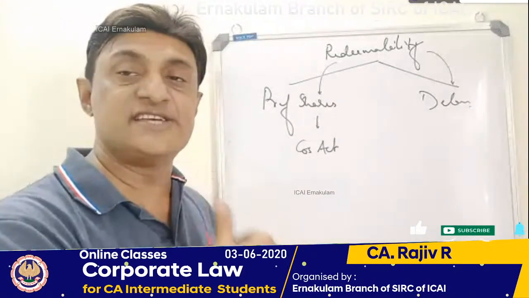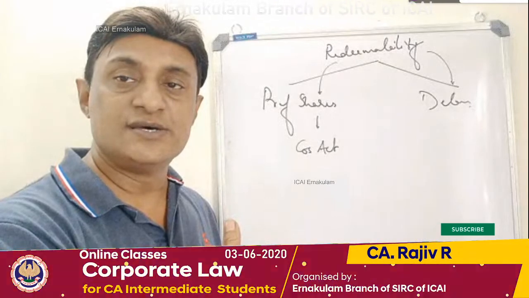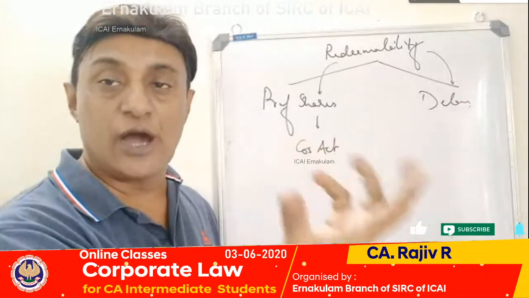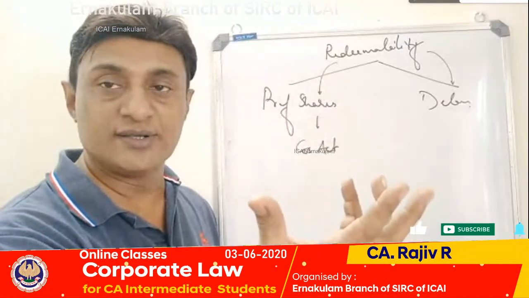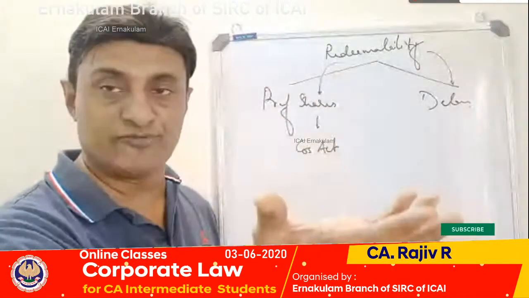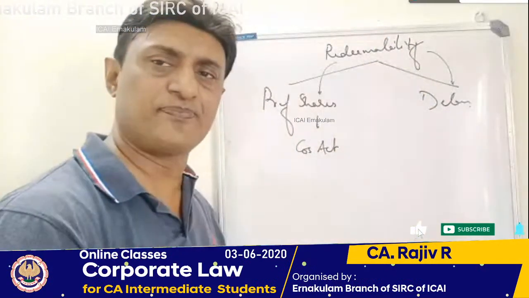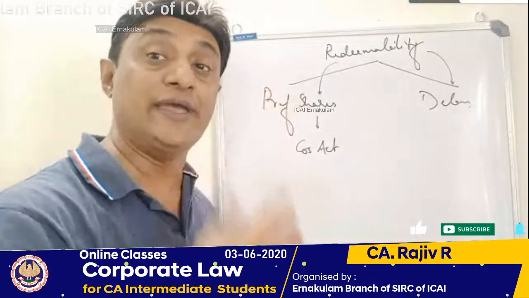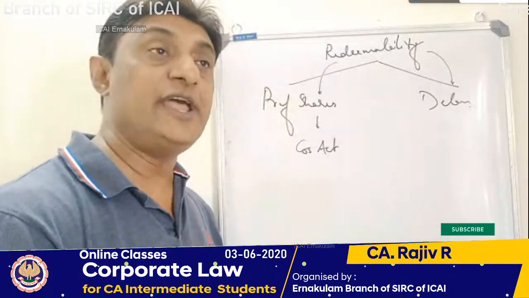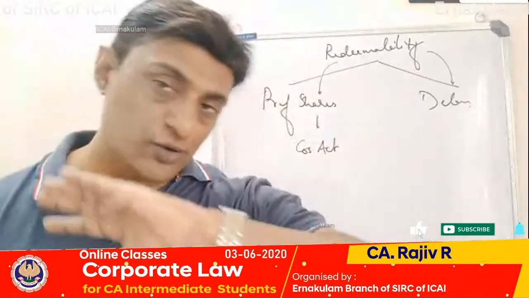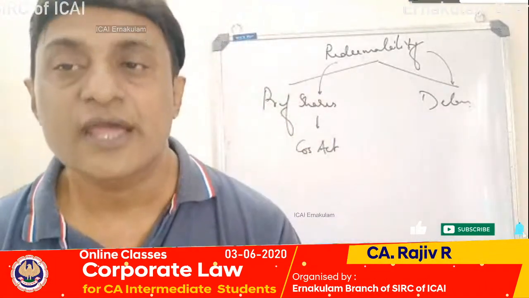These conditions, authorization by the articles, special resolution, how do you redeem it, out of what, premium out of what, capital out of what, transfer into CRR. There's no such thing for debentures. This is why. Redeemability of debentures and redeemability of preference shares are completely on two different footings in the Companies Act.